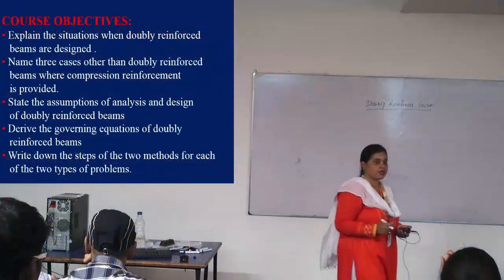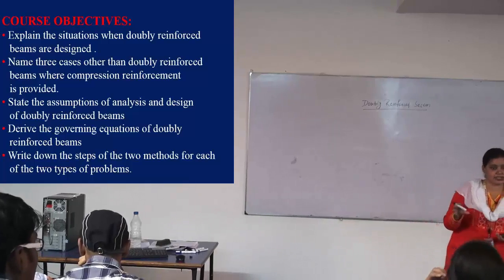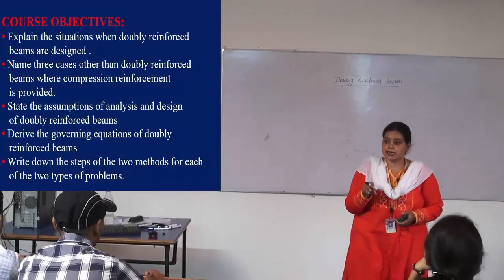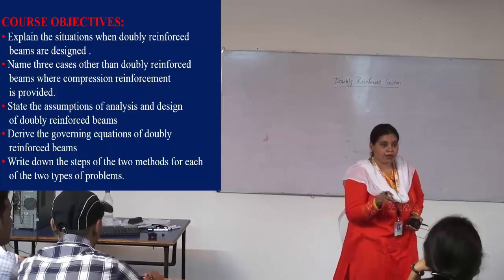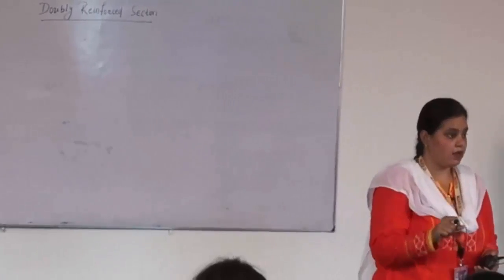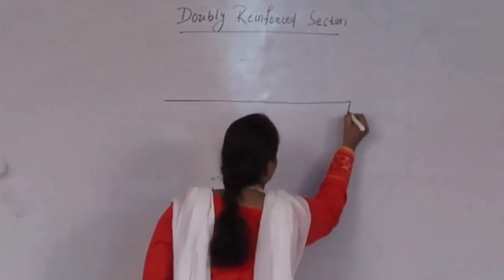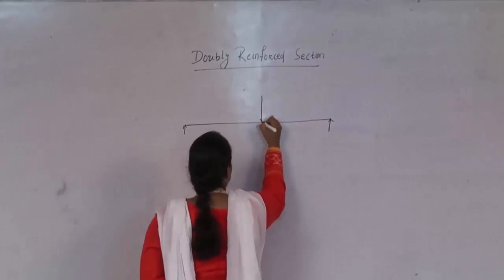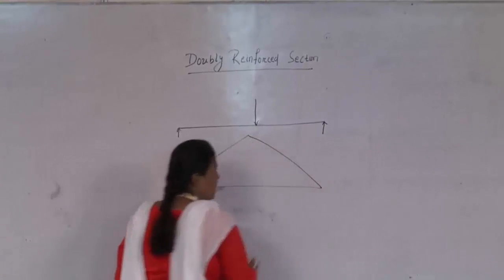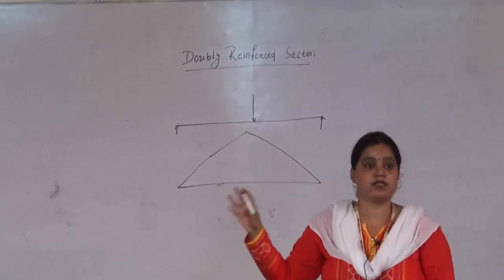In the doubly reinforced section, what happens? We have to balance the section first. Here the limiting moment of resistance that we found in the singly reinforced section, that is MU limit, is less than the given bending moment of the beam. All of you know about the bending moment of the beam. Suppose this is a simply supported beam, and if I put some load here, then it will bend like this. So this given bending moment should be greater than the moment of resistance in the doubly reinforced section.